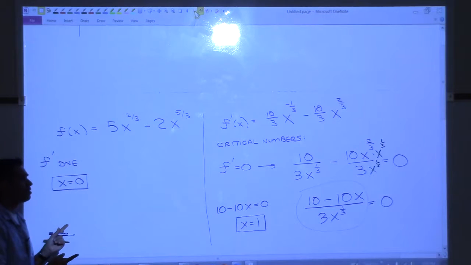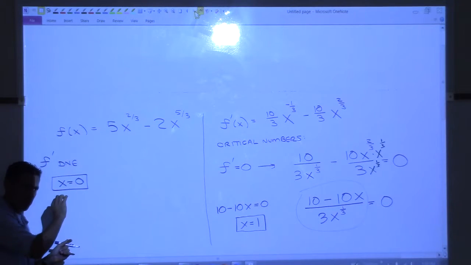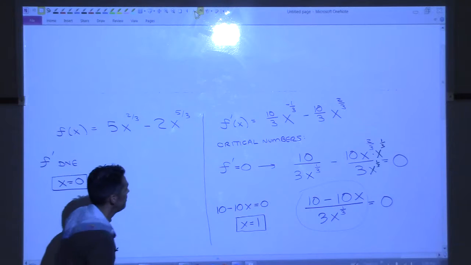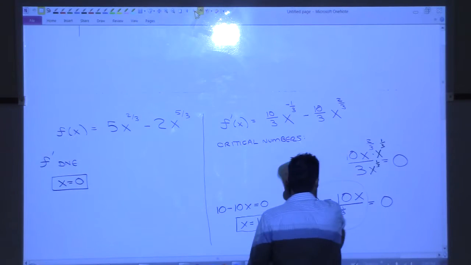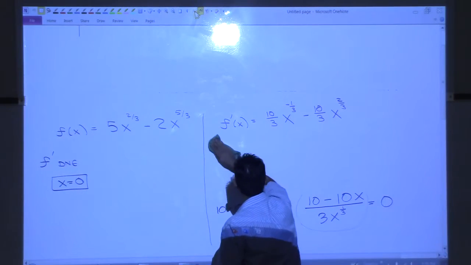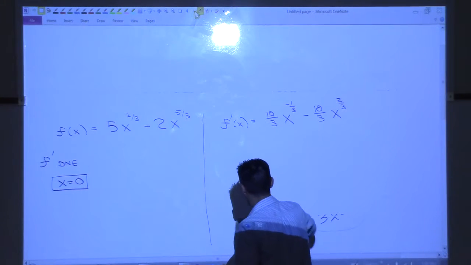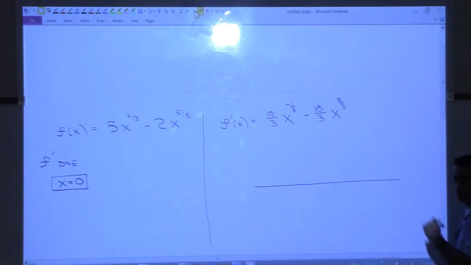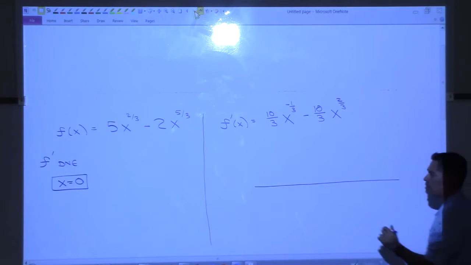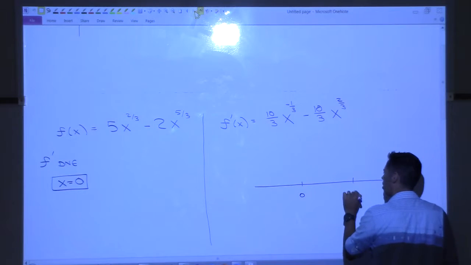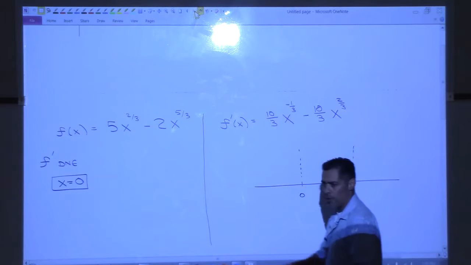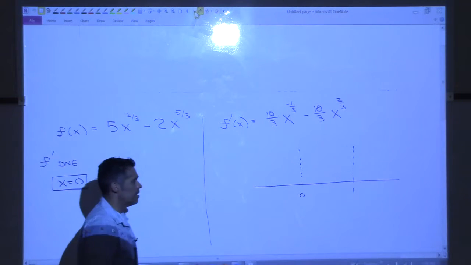Once we have our critical numbers, what do we do? Not yet. That's what we do on a closed interval. But here on an open interval, it's a different approach. Number line. We're going to draw a number line, and on this number line we are going to plot our critical numbers. Our critical numbers are 0 and 1, and that creates a very natural partition of our number line into 3 regions.